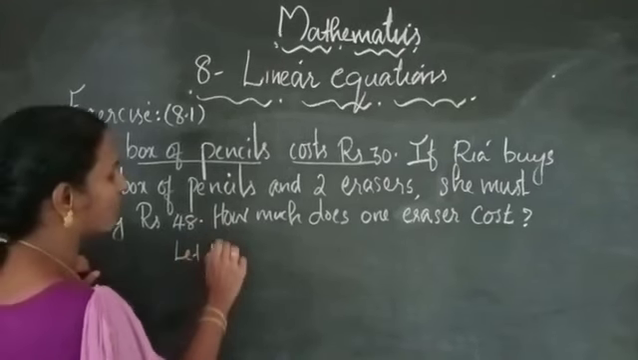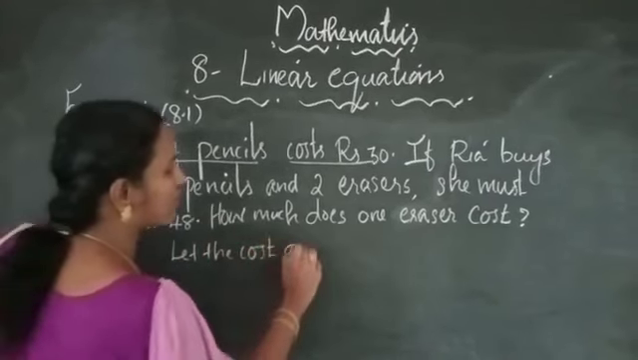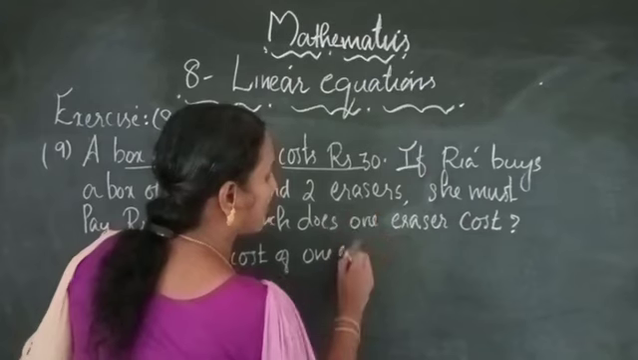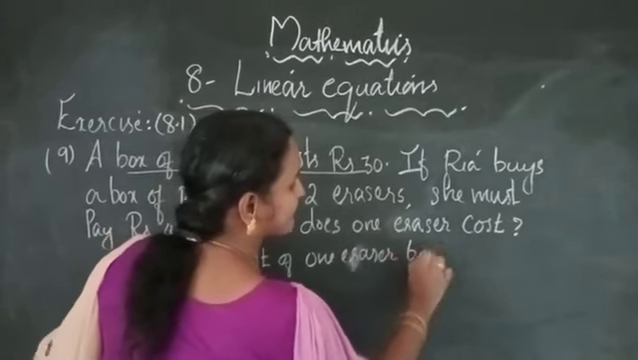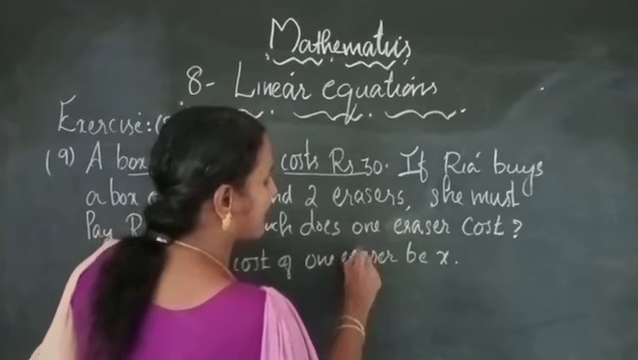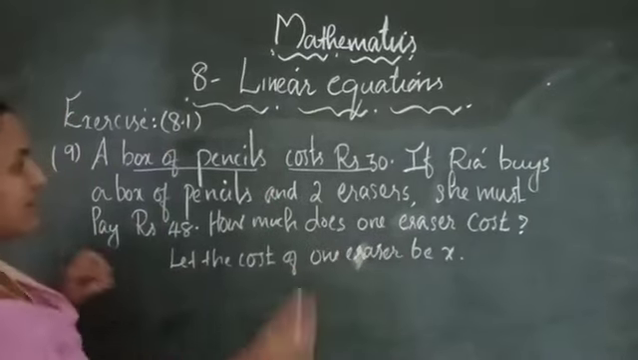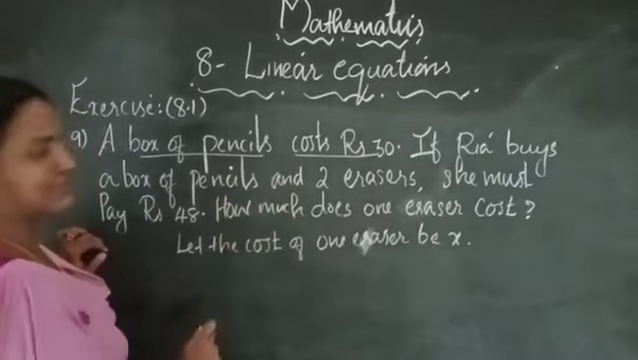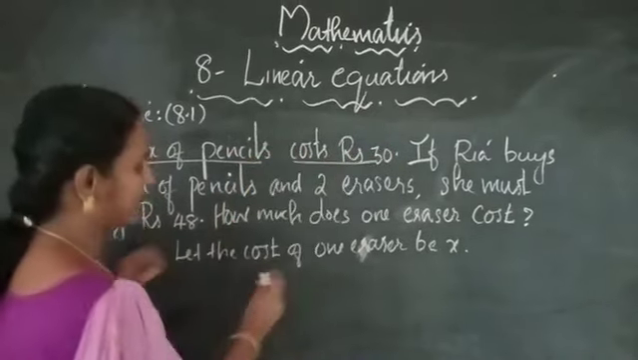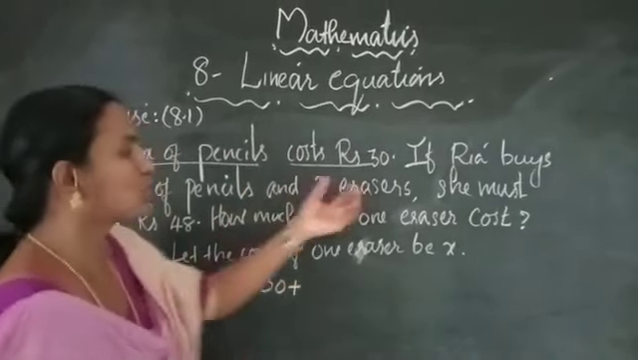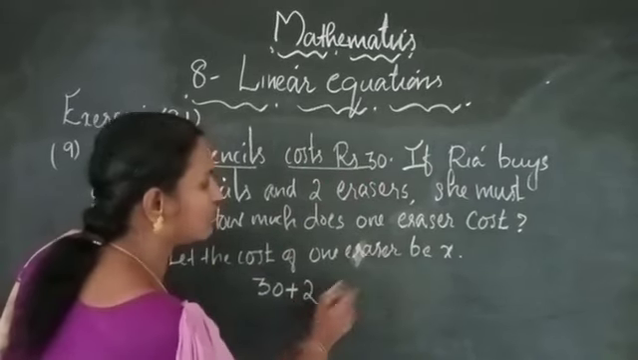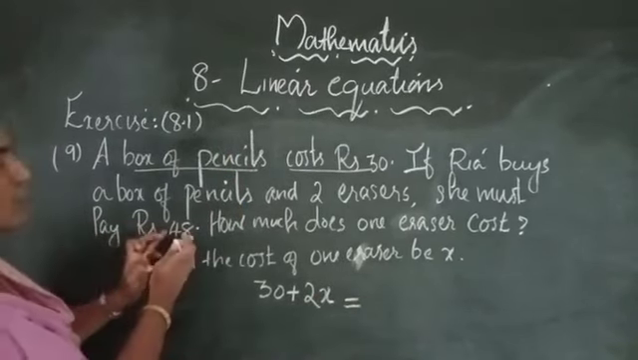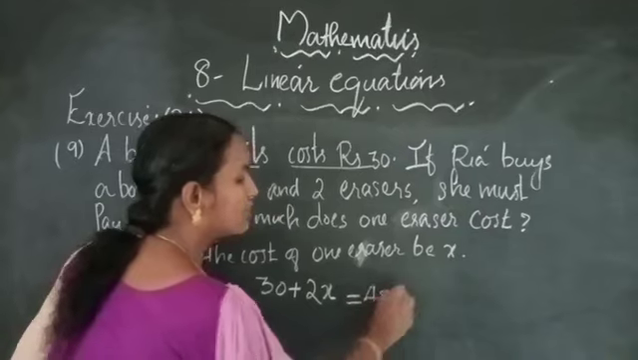So let the cost of one eraser be x. If Riya buys a box of pencils plus 2 erasers, the box of pencils costs rupees 30. So 30 plus 2 erasers. 2 erasers means 2 into 1 eraser, which is x. So 30 plus 2x is equal to, she must pay rupees 48. So it is equal to 48.